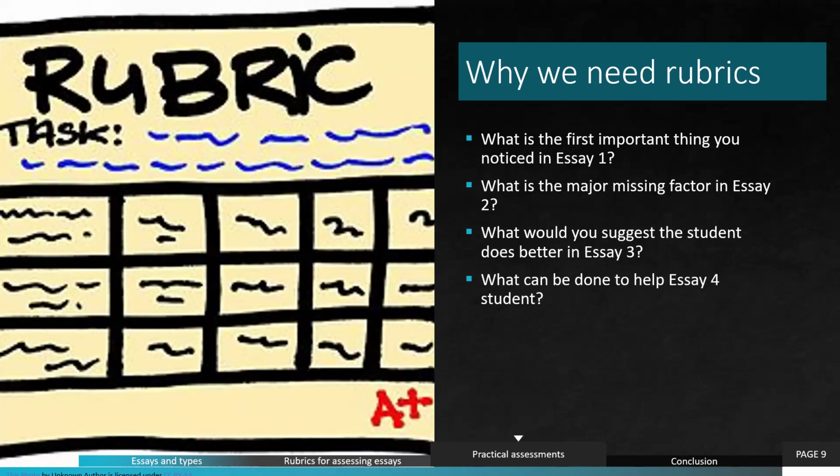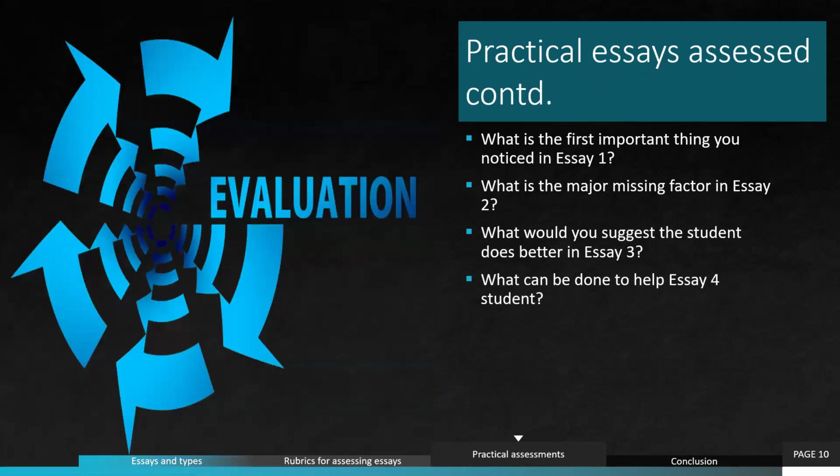So I'm going to bring up the essays. I'm just looking at why we are looking for rubrics, why we are looking for standards, why we are looking for guidelines. These are the things in relation to the essay that we're going to use as samples. What is the major missing factor in essay 2? What will you suggest the student does better in essay 3? And what can be done to help SC4 students? These are the points I raised in the course of taking this topic and looking at it.